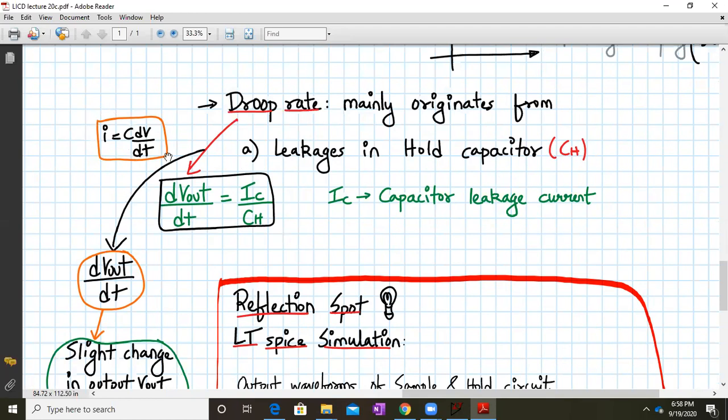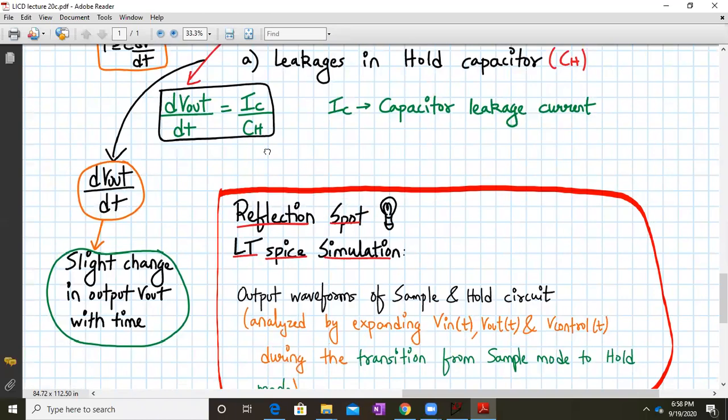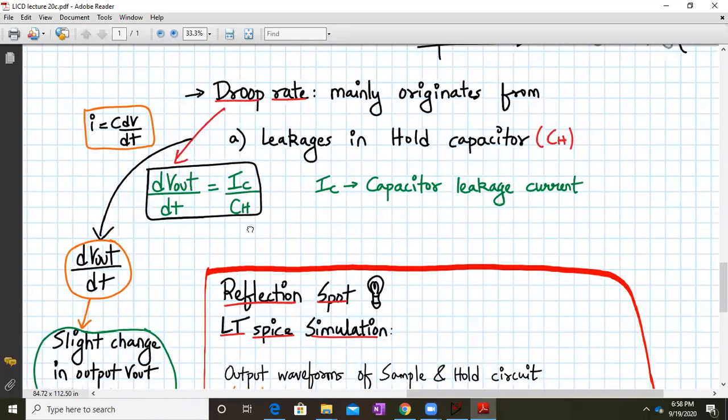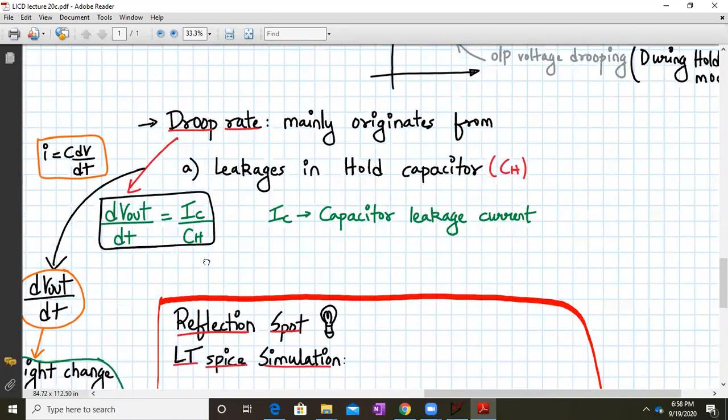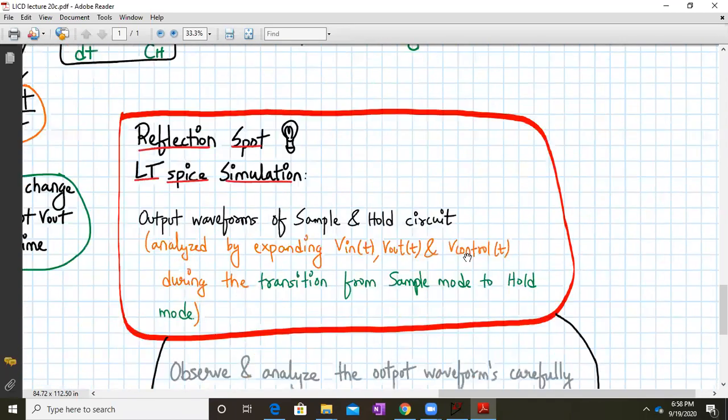So we know that the current flow into the capacitor is C dV by dt. So your dVout by dt, that is the change in the output voltage, is given by IC upon CH. So basically there is a slight change in the output voltage with respect to time that will happen over here. The droop rate will mainly originate from the leakage present in the hold capacitor.